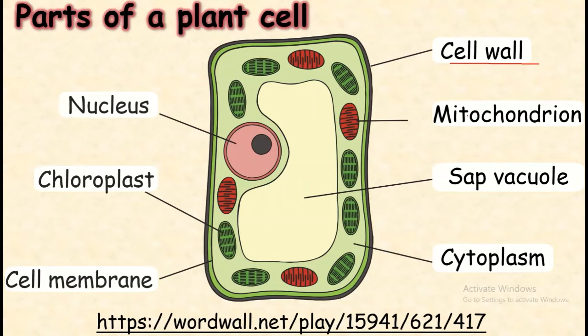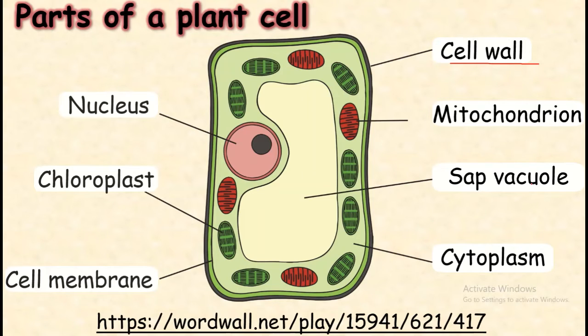Second thing is the mitochondria. Now mitochondria is the powerhouse of the cell, means the cell generates the power in mitochondria and uses this power to perform different activities. The third one is the sap vacuole.